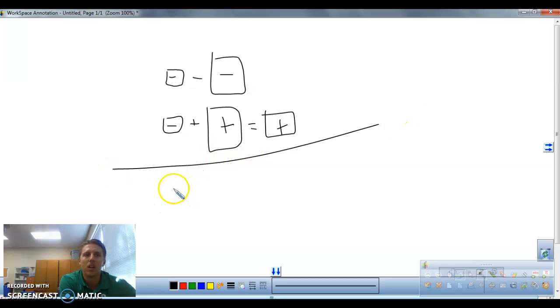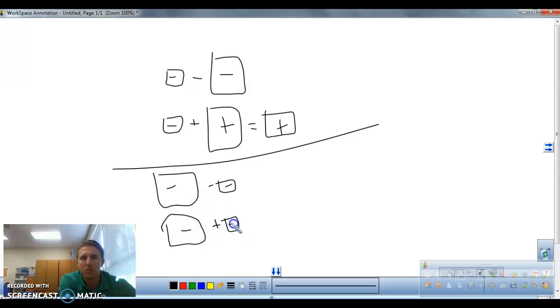Separate example, what if we had a big negative and we take away a small negative? Well, we can add the opposite again, right? Big negative plus small positive. What outweighs what here? Your answer would end up being negative, okay?